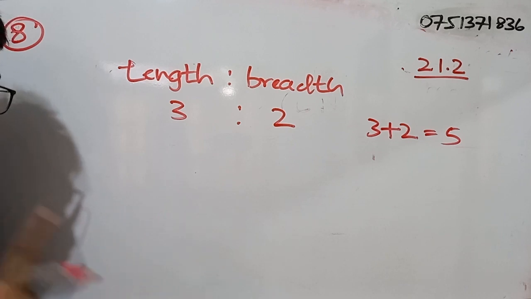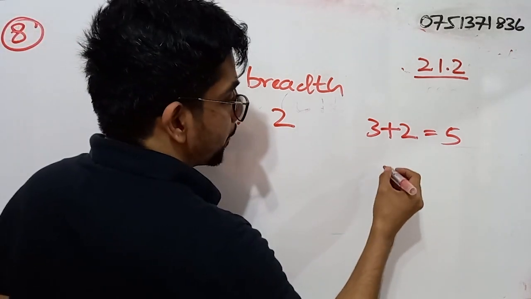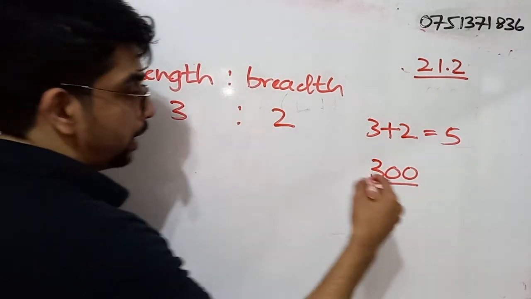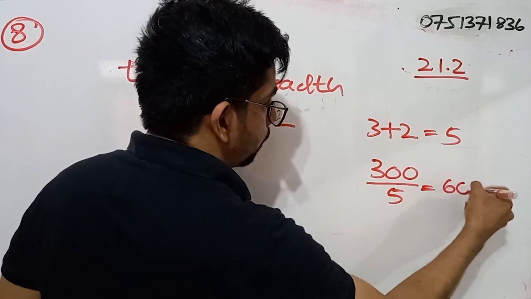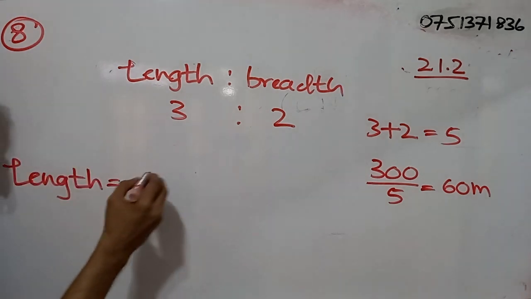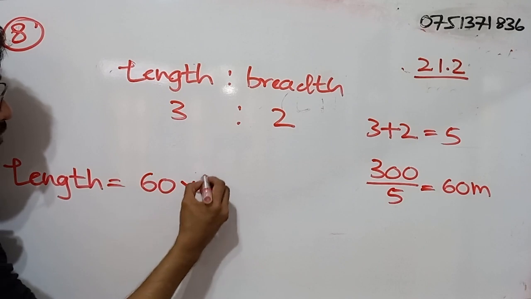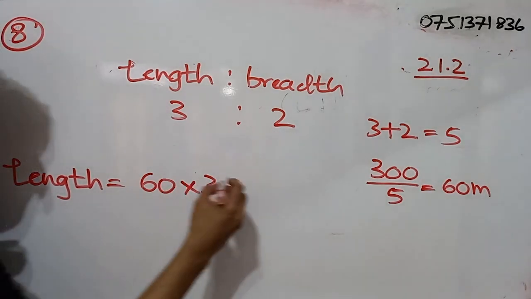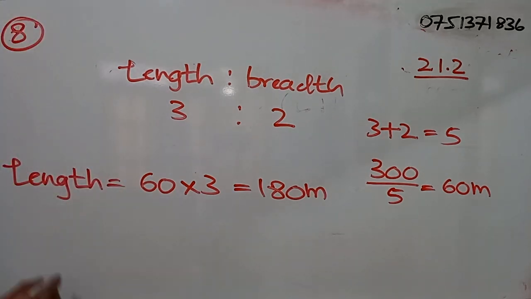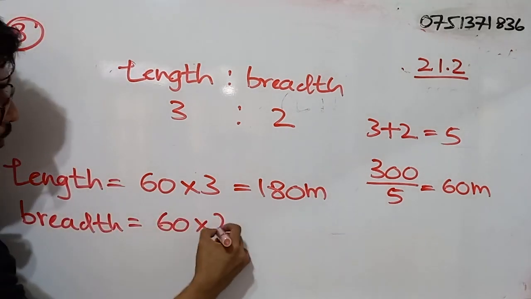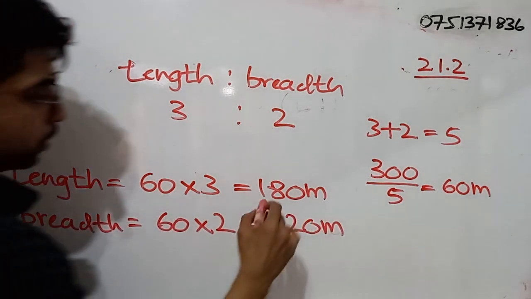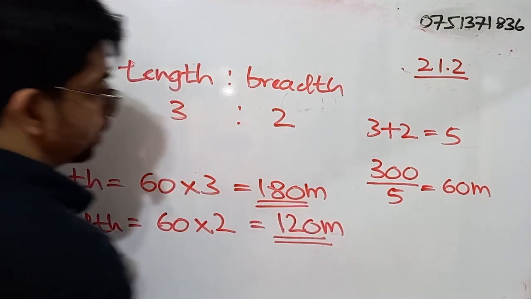So what is the value of one part? Not 600 divided by 5, but 300 divided by 5. So we will get 60. These are meters. Then what will be the length? The value of one part, which is 60 meters, we have to multiply by 3. 60 into 3, we get 180 meters. For the breadth, the value of one part is 60, we multiply that by 2. So we get 120 meters. So these are the two answers.